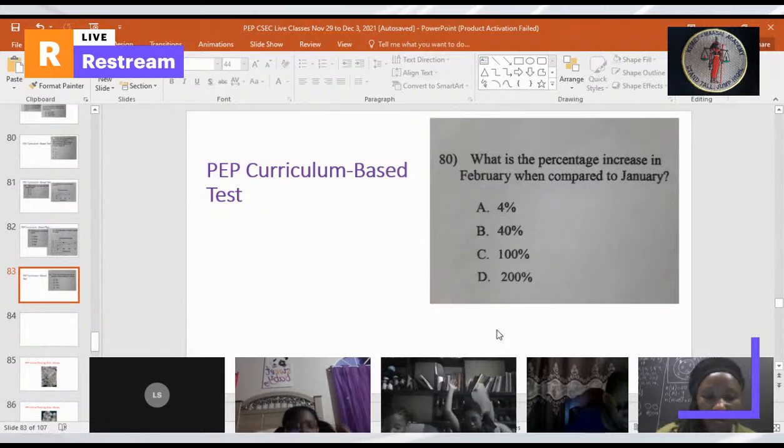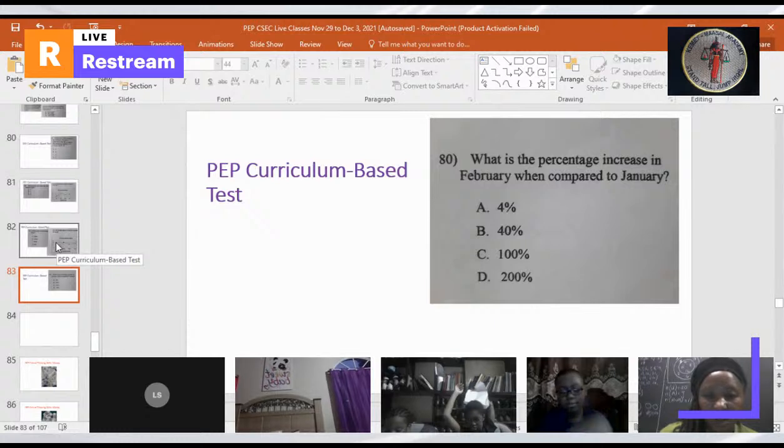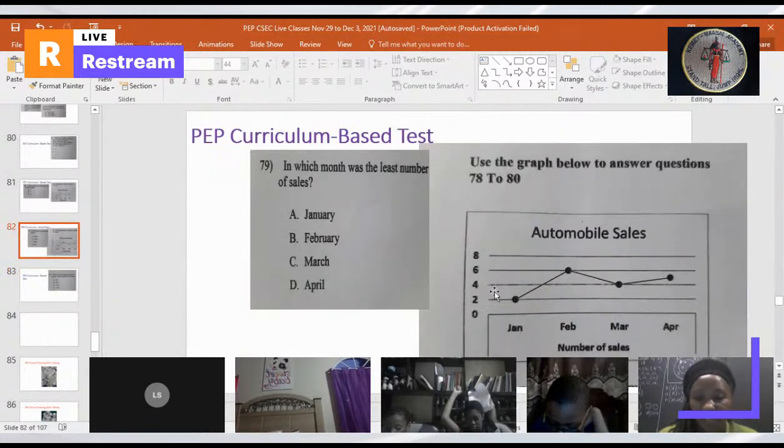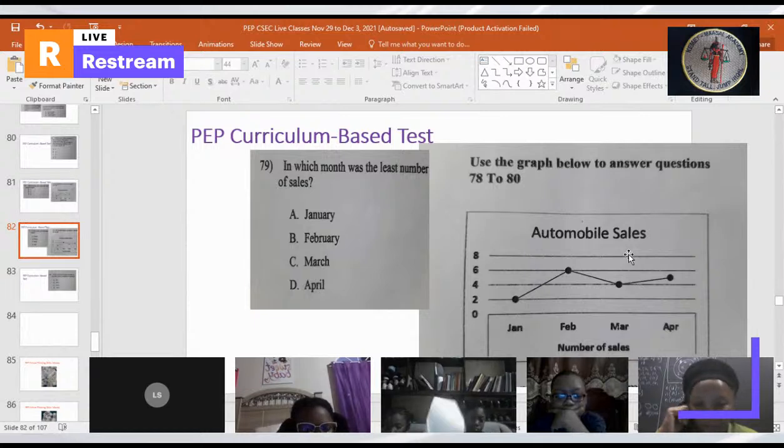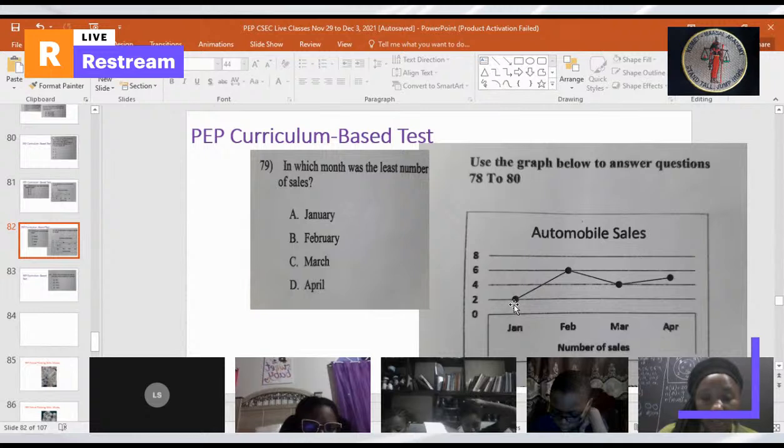Miss, I'm not sure. But we're not given any percentages. All right, let's reason it out. The question says, what is the percentage increase in February when compared to January? So first thing, January was 2 sales, February was 6 sales. So there was an increase of 4, right? 4 sales. Yes, Miss. So they want us to express that 4 as a percent of the original. So it's 4 over 2 times 100. That's how we'd express it as a percent.